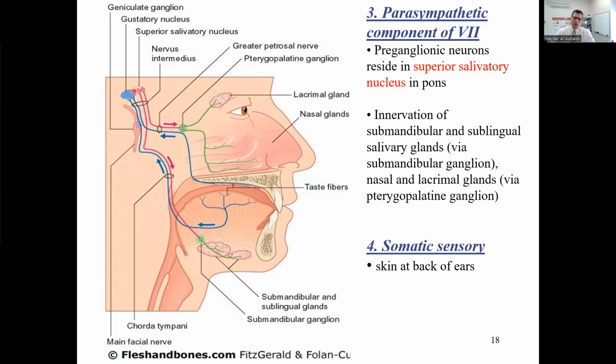In addition, from there, preganglionic fibers go to the nasal and lacrimal glands via the pterygopalatine ganglia. There is a ganglion located within the pterygopalatine fossa. Remember this fossa from week 1. And from there, the postganglionic fibers go to the nasal as well as the lacrimal glands for their secretomotor functions.